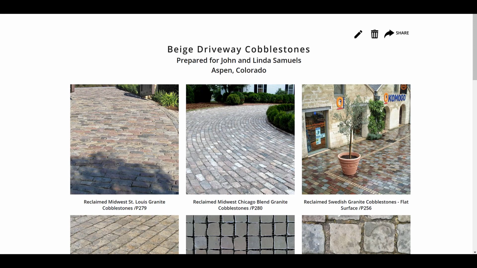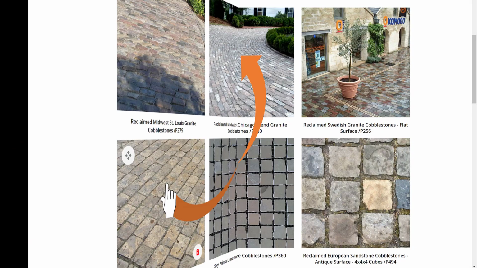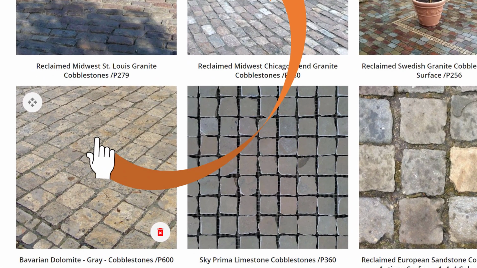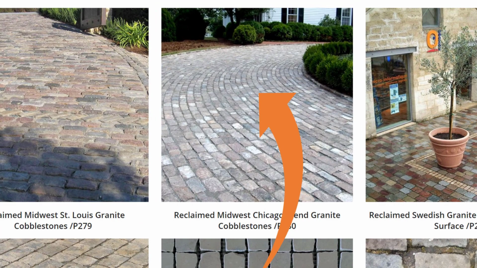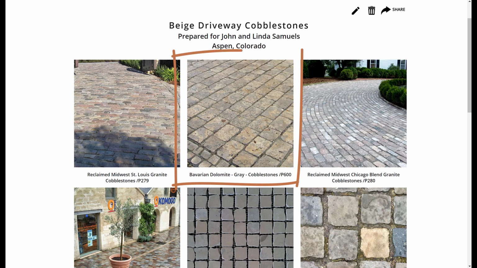Next, let's look at how to change the display order of images in a collection. Click the Edit Pencil icon in the upper right of the Collection View page. Hover over the image you want to move. Click, drag, and drop the image to the desired location. In this example, we move the image for Product 600 from the first position in the second row to the second position in the first row. Click the Save button when done. The P600 image is now displayed in the new location.